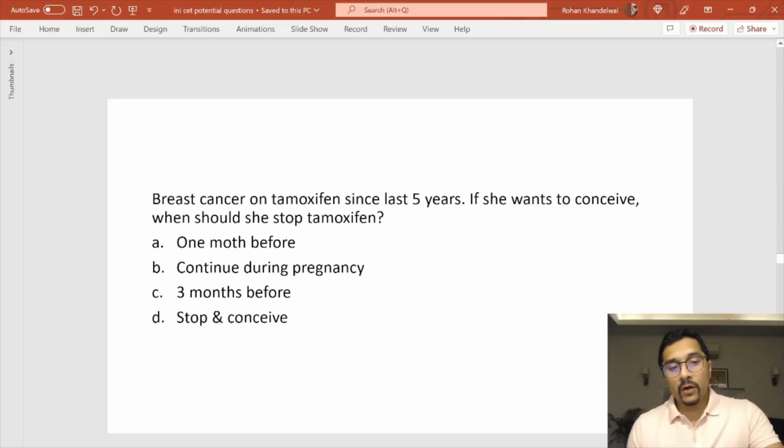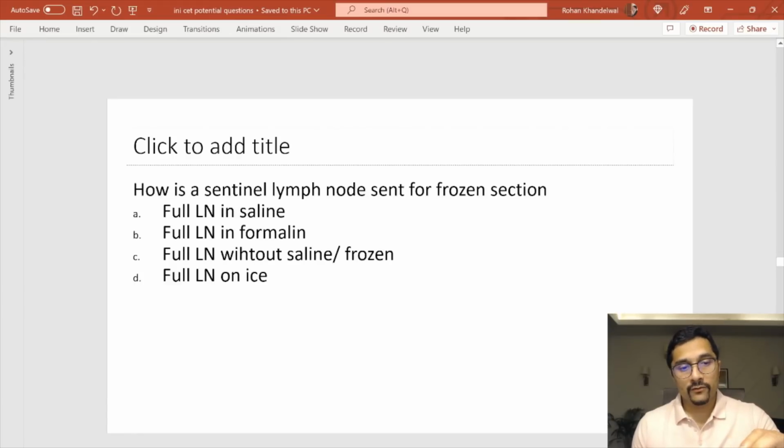We should stop tamoxifen at least 3 months before if the patient is planning to conceive, and we usually stop the tamoxifen and then only we ask the patient to conceive.